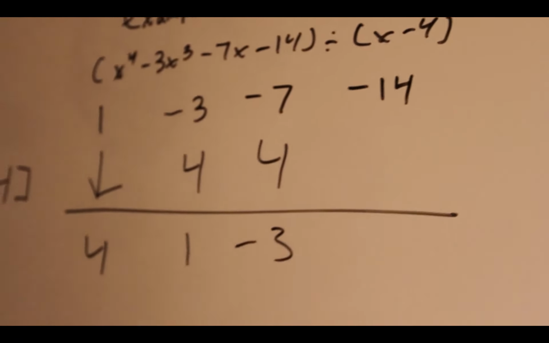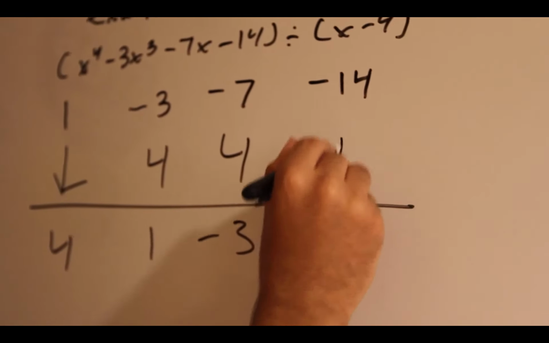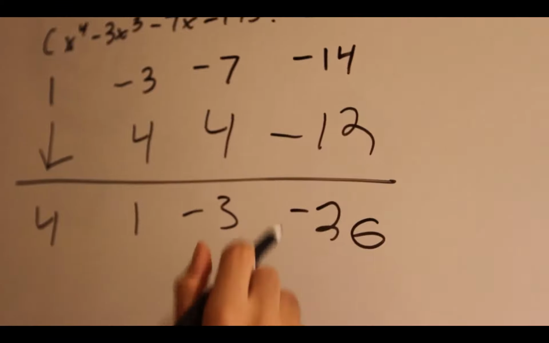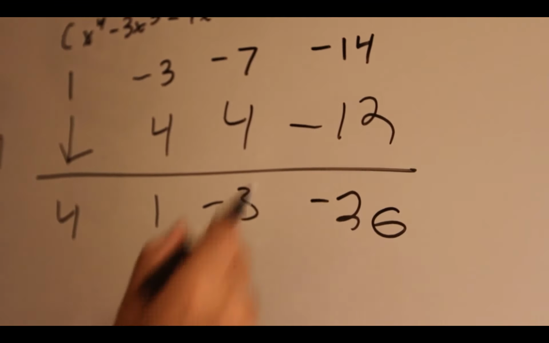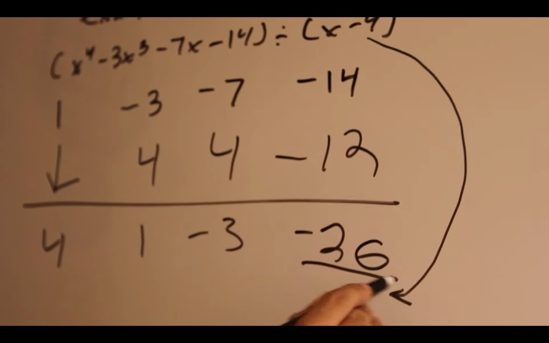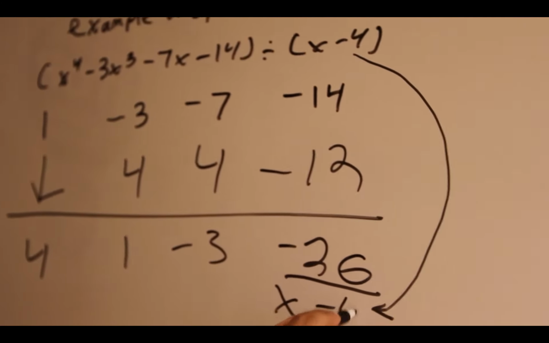-3. 4 times -3, -12. That's going to be -26. So since it's not a 0, we're going to have the remainder. So we're going to bring this down here. This would be x minus 4.